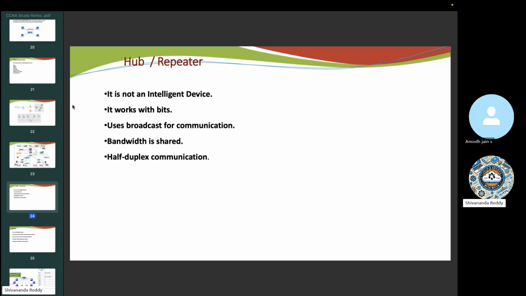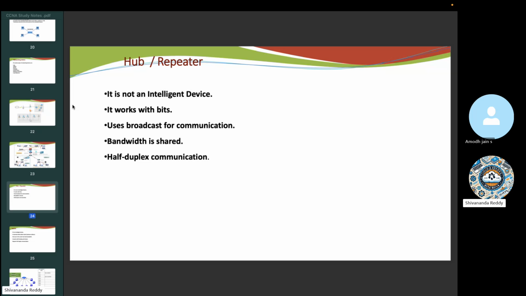Think of a hub as not an intelligent device. There is no intelligence configured in the hub; you can think of it like a forwarder. It just forwards information from one place to another. A repeater is kind of the same; both are the same thing. It is not an intelligent device, and it works with bits. You might be aware of what a bit is. A bit is a binary digit, which contains 0 or 1, correct? That's the main use case of bits.